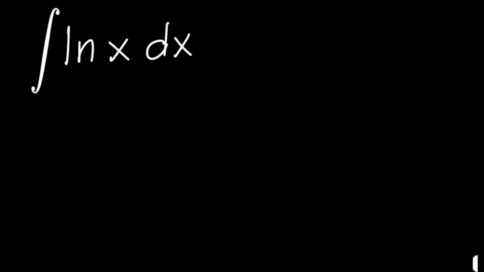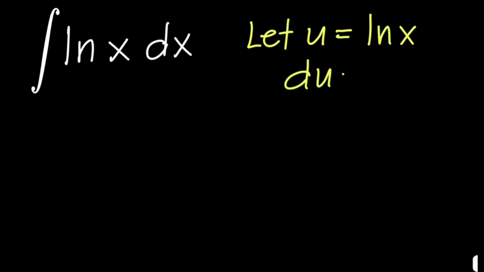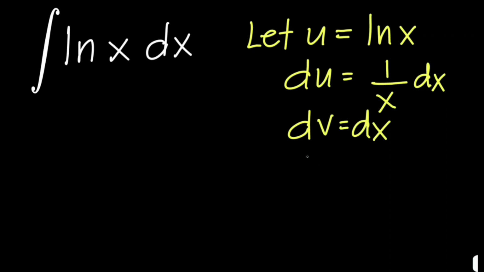Now solve for the integral of ln of x dx. So we only have one function here, ln of x. So we can let u be equal to ln of x. Then the derivative of u is just 1 over x dx. Then our dv is equal to dx. We integrate this, then v is equal to x.